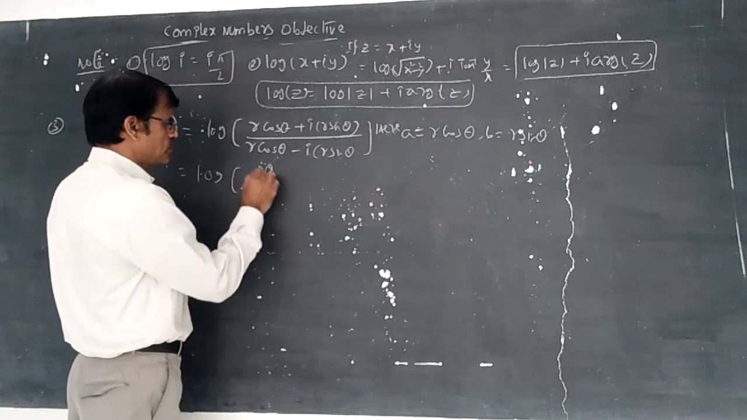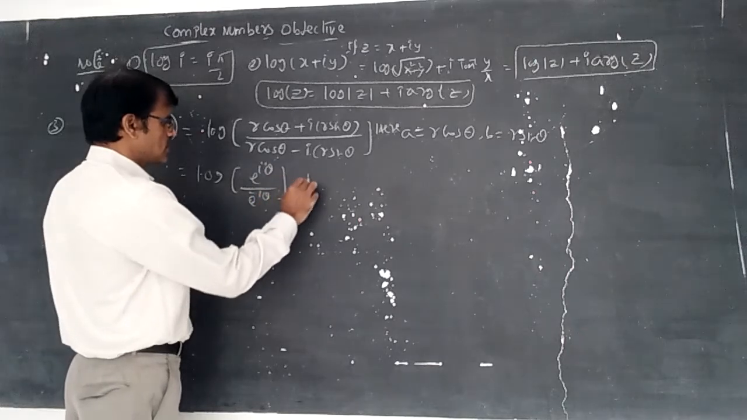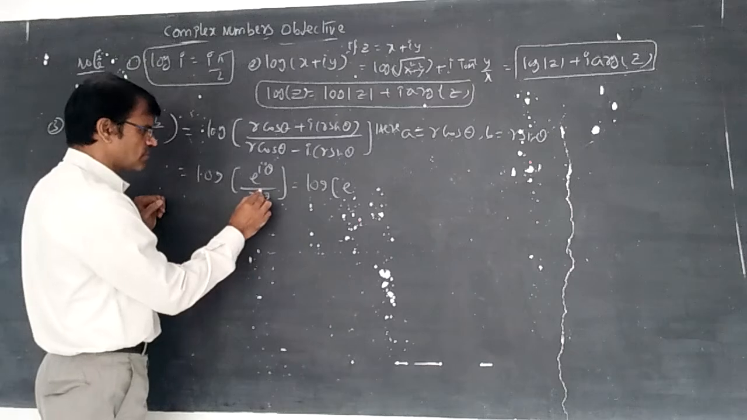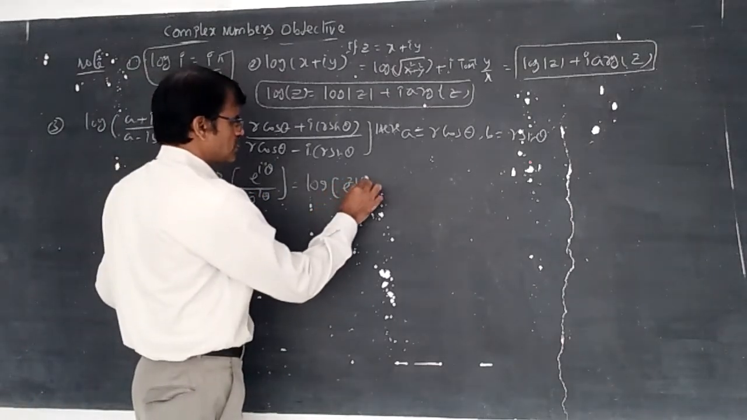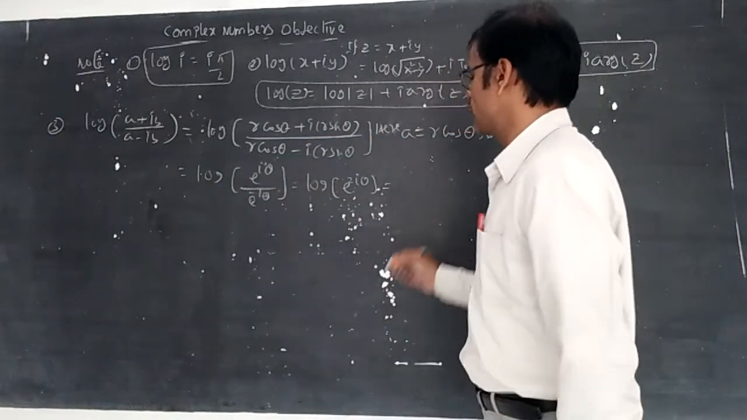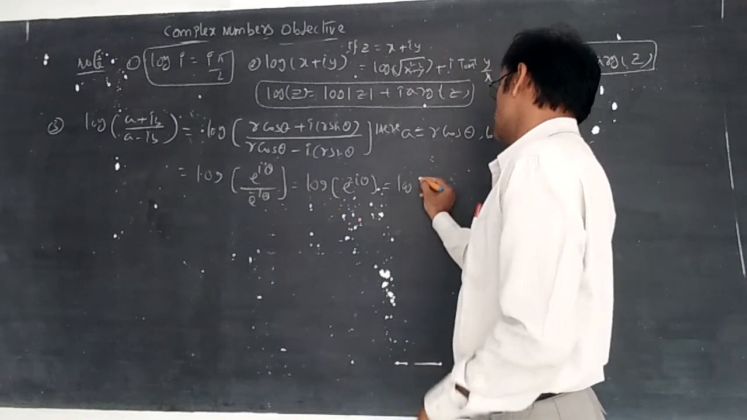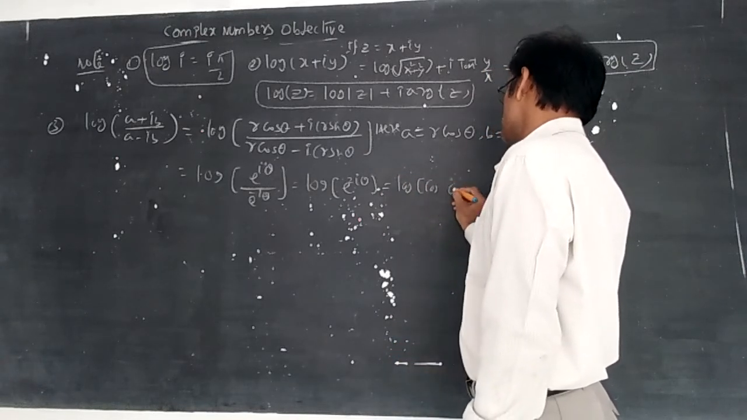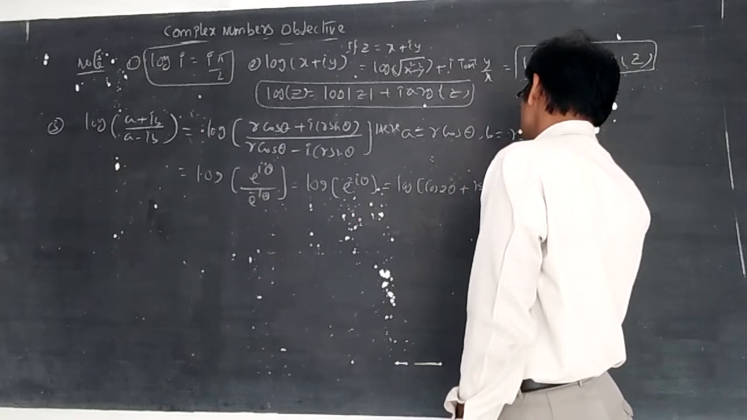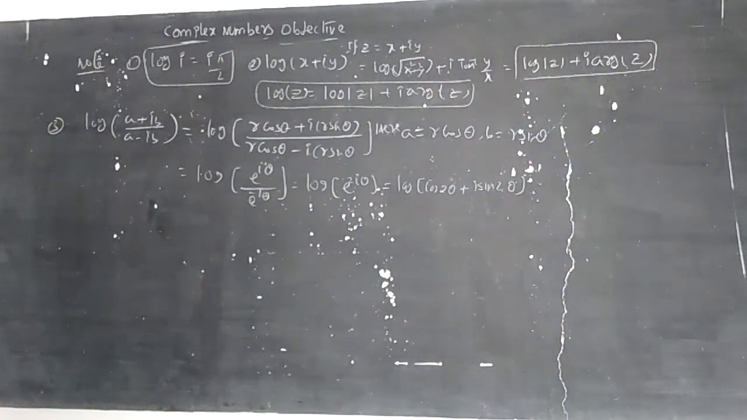Numerator you can write as e power i theta and the denominator is e power minus i theta. So log of e power i theta over e power minus i theta, minus of minus becomes e power 2i theta. So what is the value of e power i theta? cos theta plus i sin theta. So log of cos 2 theta plus i sin 2 theta, or cis 2 theta.